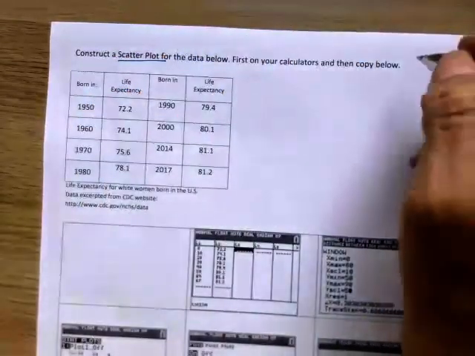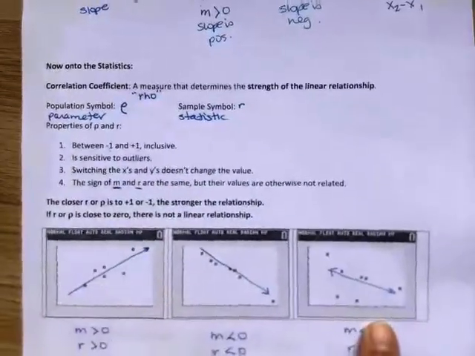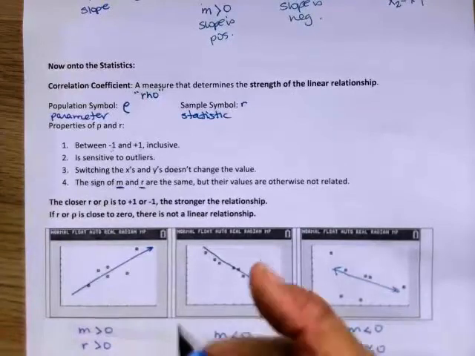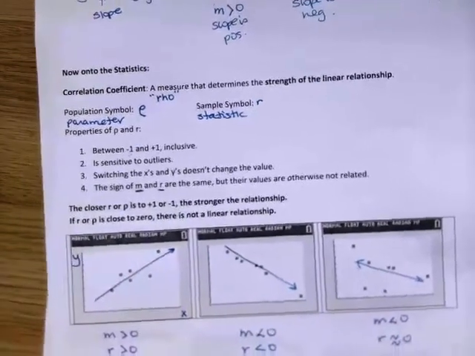A scatter plot is what you saw right here. These are scatter plots. It's just a plot of the actual data. These are your X values on the horizontal, and those are your Y values on the vertical.